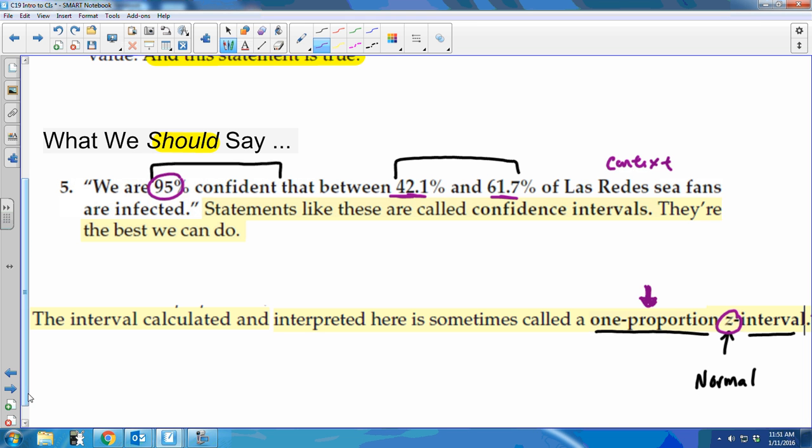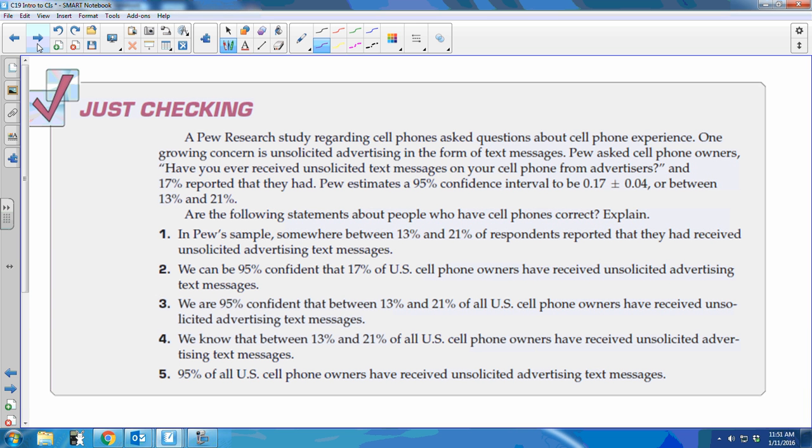Everyone comfortable with the concept of we're trying to trap p? Okay. So let's do this just checking together. We're going to look and see if these statements are correct or incorrect. A Pew Research study regarding cell phones asked questions about cell phone experience. One growing concern is unsolicited advertising in the form of text messages. Pew asked cell phone owners, have you ever received unsolicited text messages on your cell phone from advertisers? And 17% reported that they had. Pew estimates a 95% confidence interval to be 0.17 plus or minus 0.04, or between 13% and 21%, right?